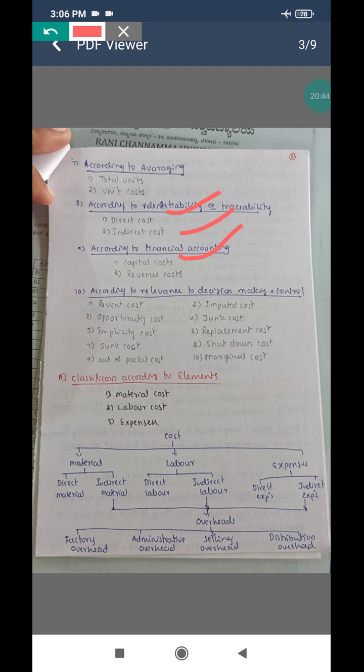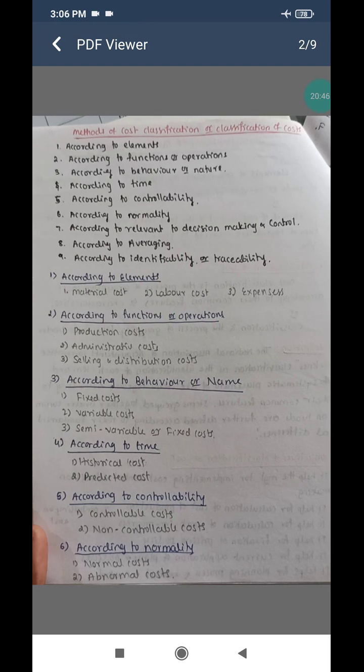As far as your syllabus is concerned, this is for theory. I explain to you, okay, these are all the classifications, or maybe these are the methods.